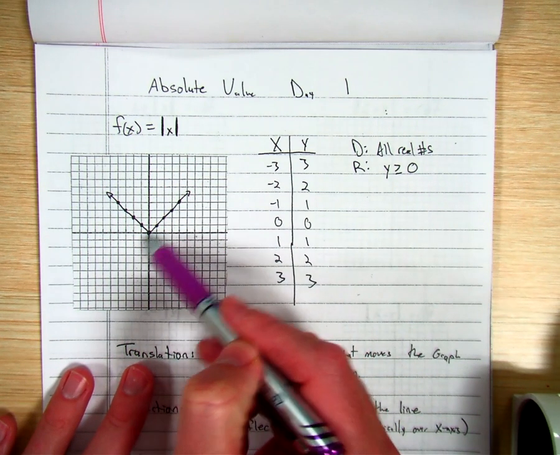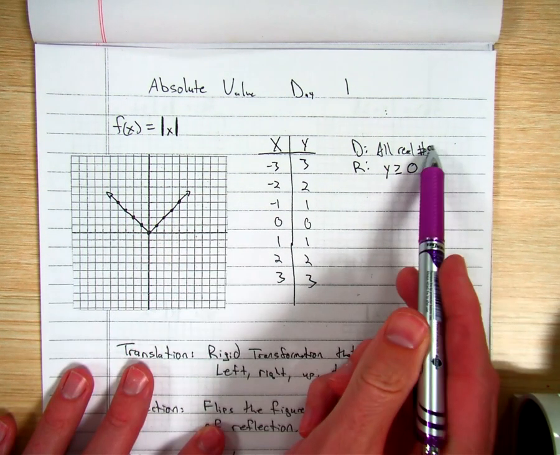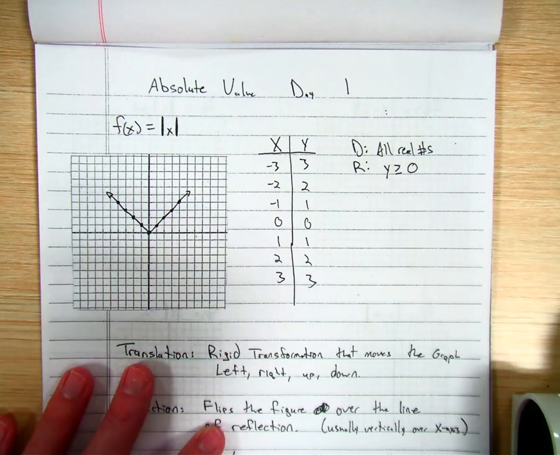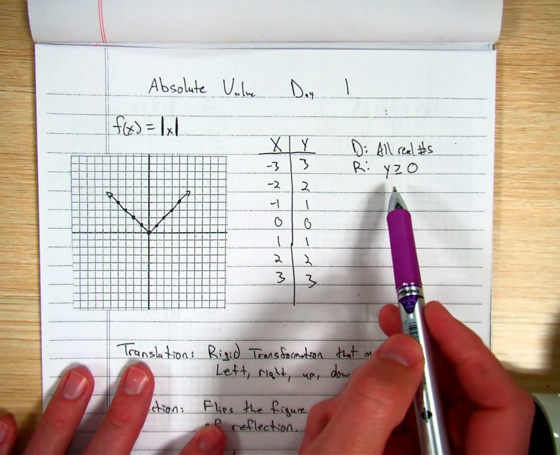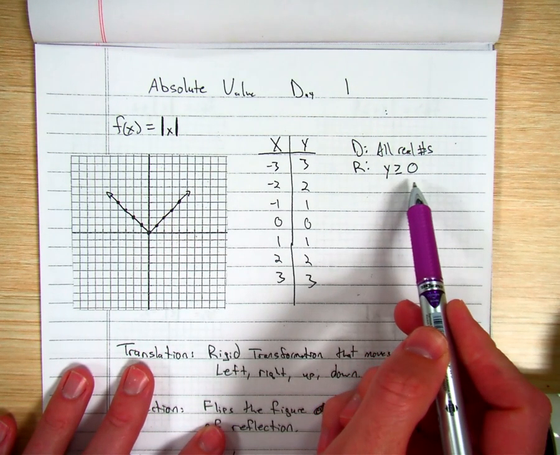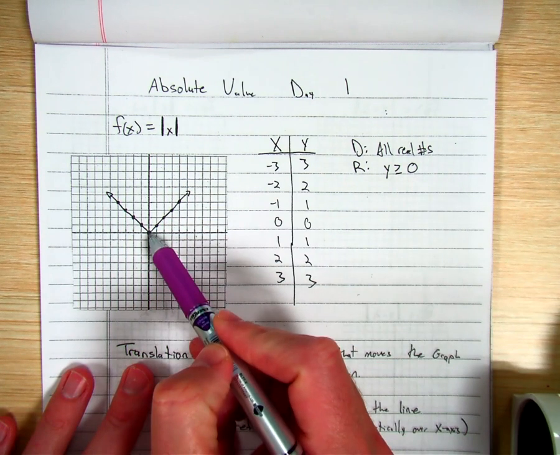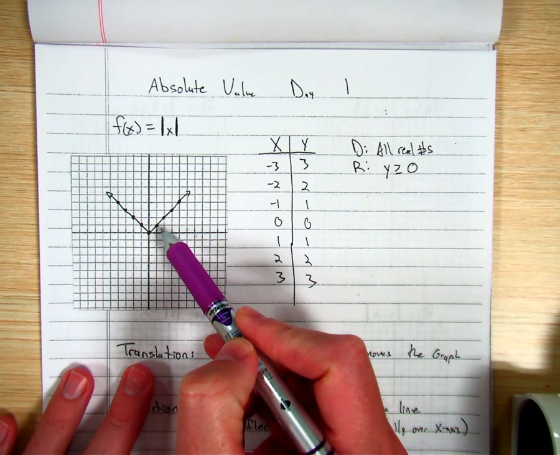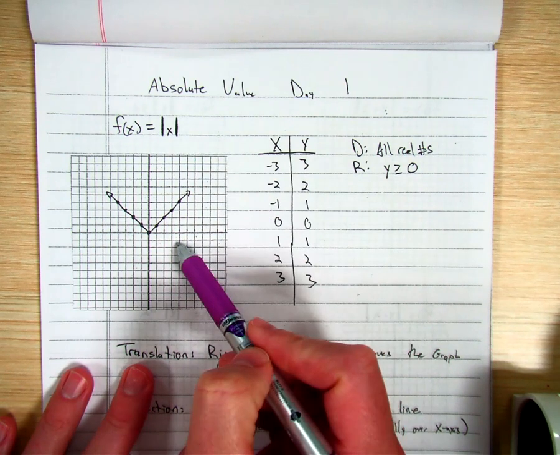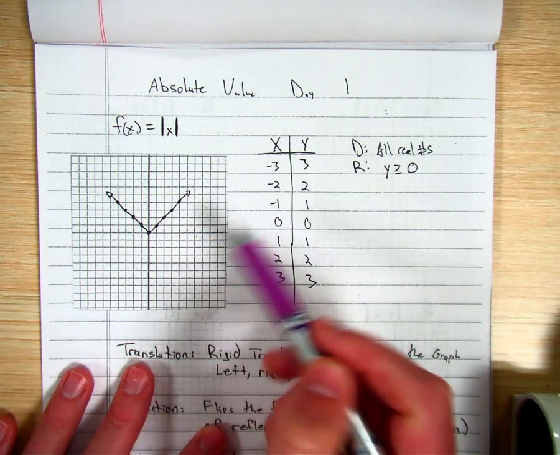The sides go out forever, left and right. So our domain is going to be all real numbers. And our range is y's are greater than or equal to 0. Because we only get down to 0, and then we turn right back around and go up. So we never use any of the y numbers down here.